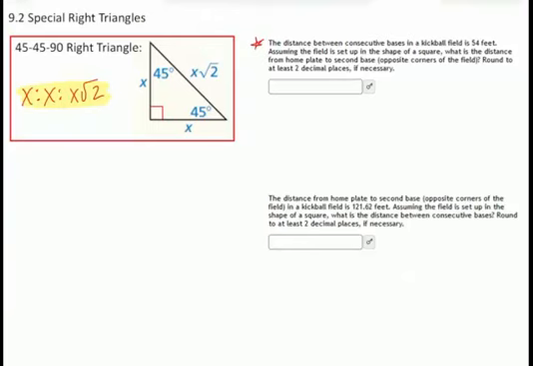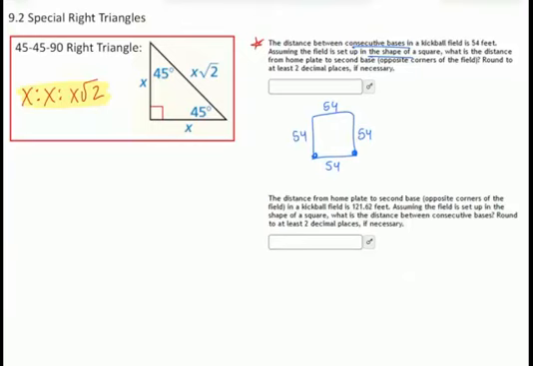So again, ideally when you're working with this problem, an isosceles right triangle is half of a square, right? Cut down the diagonal. So if you see these consecutive bases in a kickball field are 54 feet, set up in the shape of a square. So if you have a square and one base to the next base is 54 feet, that means that each of these lengths is 54.